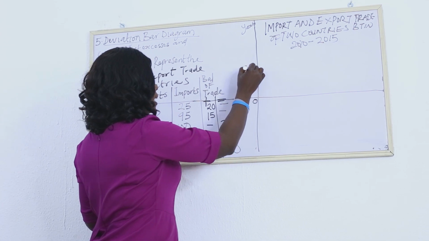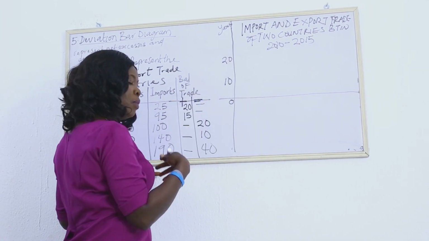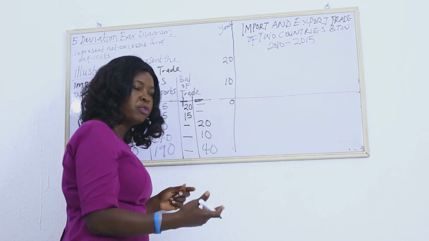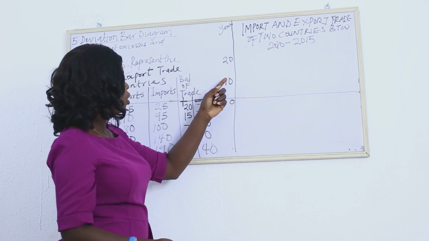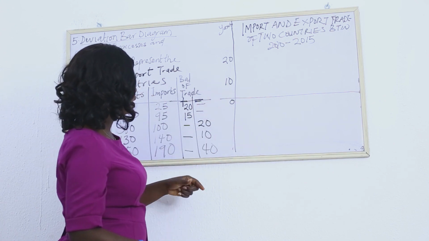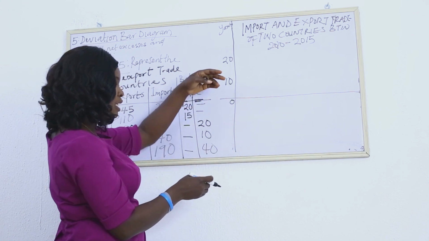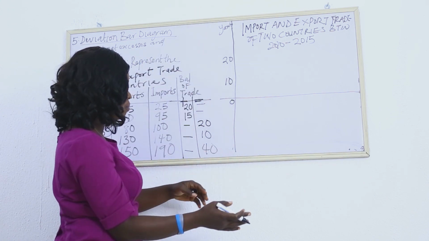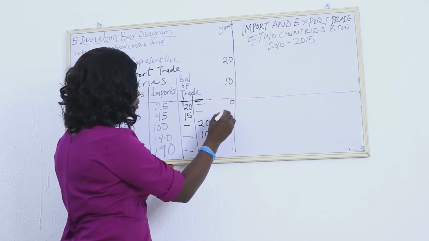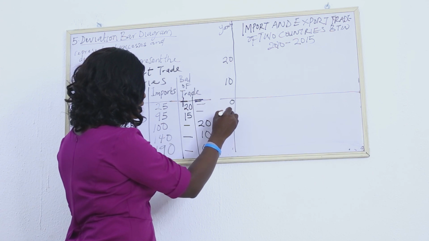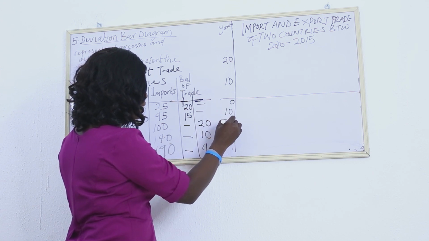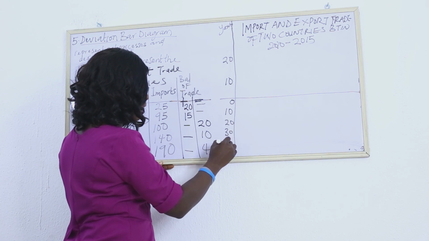So I'm saying 10 and 20, multiples of 10. If it's 2, multiples of 2. If it's 5, multiples of 5. So for the deficit, down, this is positive and this is deficit, meaning minus. I'm still going to use 10. So minus 10, 20, 30, and 40.